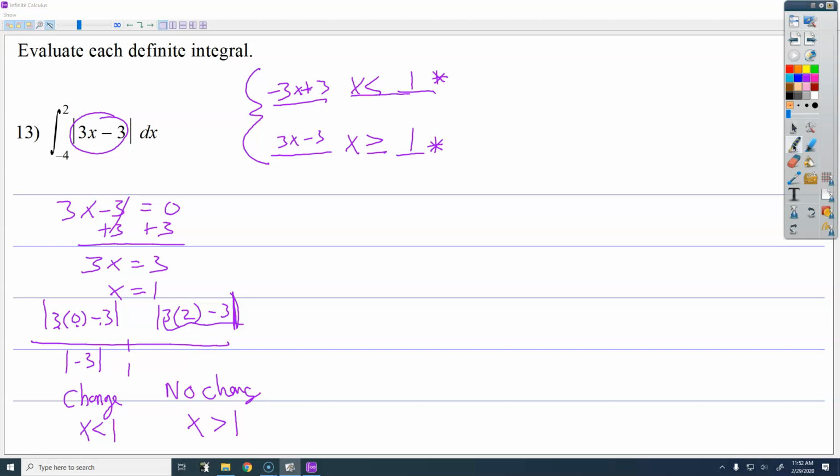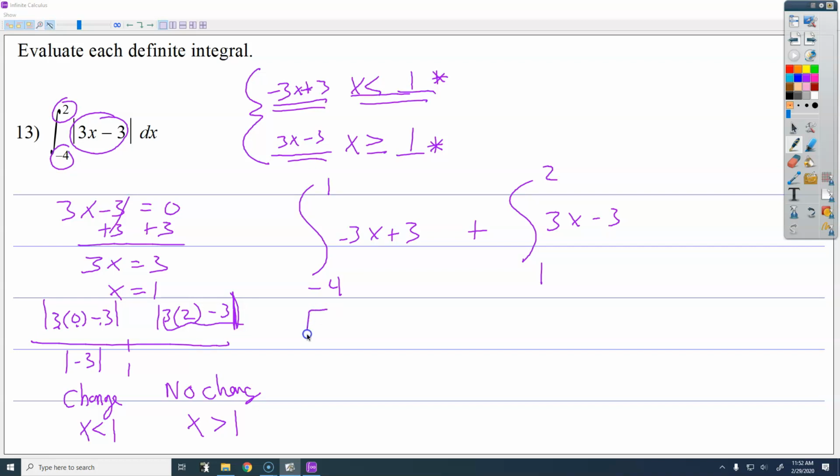All right, so after that, guys, it's pretty much the same thing that we did before. We're going from negative 4 to 2, but our breaking point is 1. So negative 4 to 1 is the top half. And then 1 to 2 is the bottom half. Okay, once again, we're going to integrate.